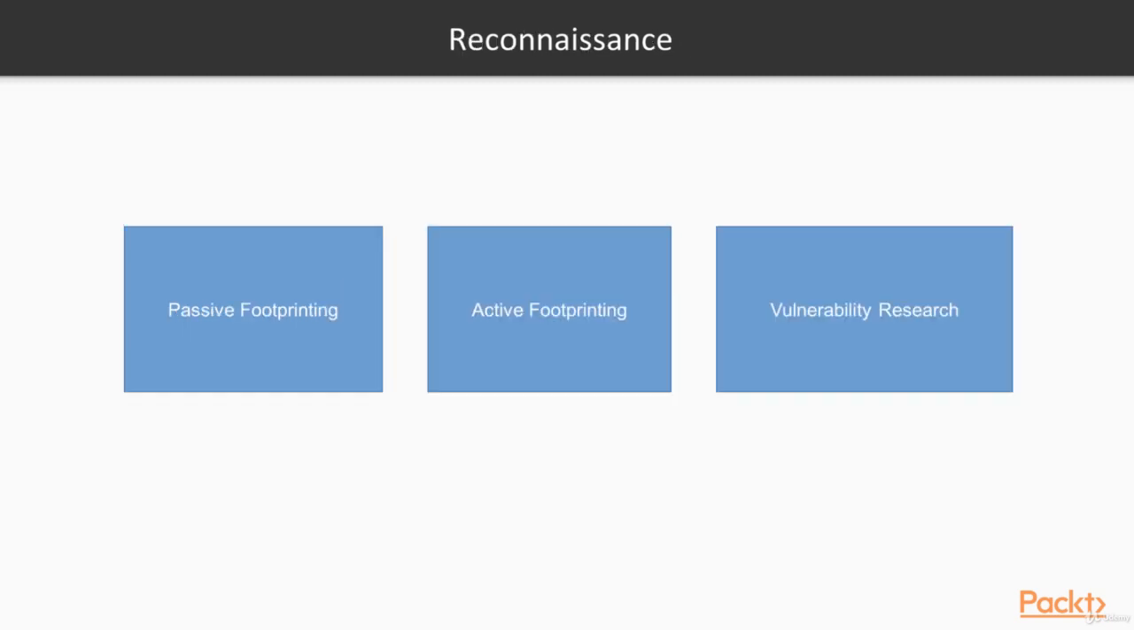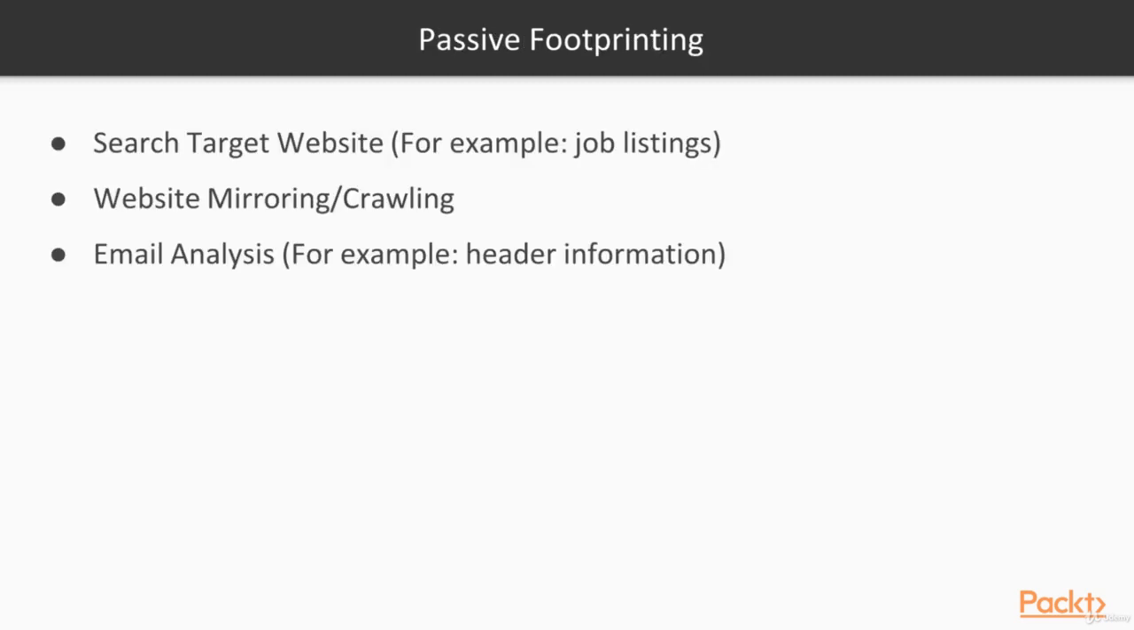Reconnaissance can be further split into 3 separate sections: passive footprinting, active footprinting, and vulnerability research. Passive footprinting is where we use public information to gain knowledge about our target. Usually, going about with public information, there's less likely a chance of you being picked up by your target that you're looking to gain access to.